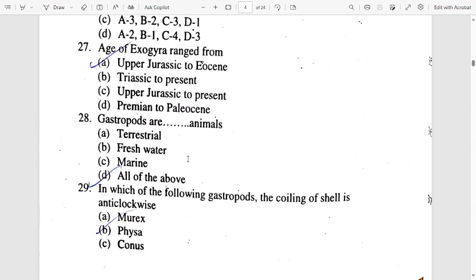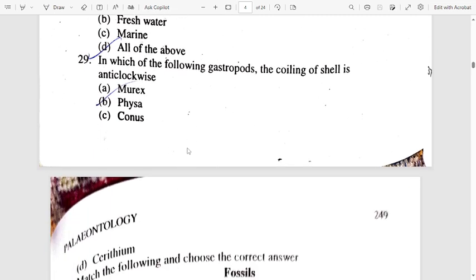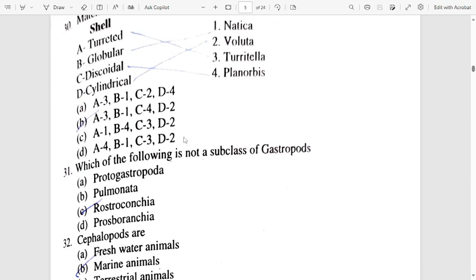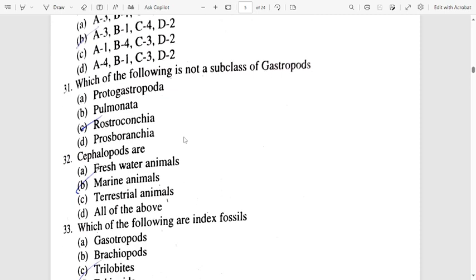Gastropods are terrestrial, freshwater, and marine animals. In which of the following gastropods is the coiling of shell anticlockwise? Physa. Turreted: Turritella; globular: Natica; discoidal: Planorbis; cylindrical: Voluta. Which of the following is not a subclass of gastropods? Rostroconchia. Cephalopods are marine animals.